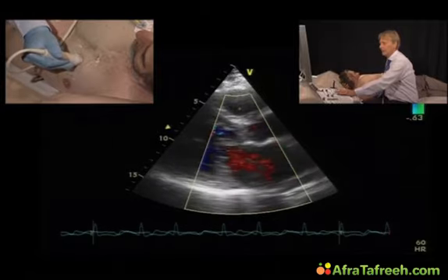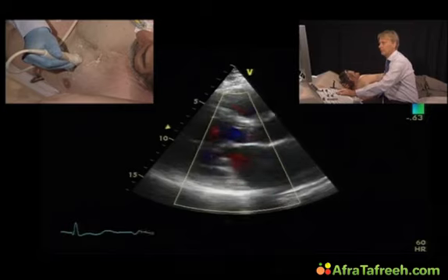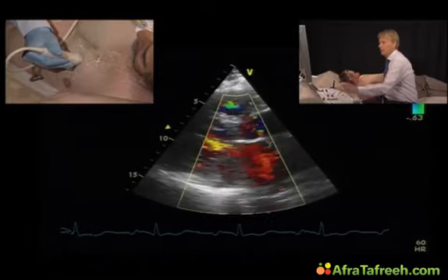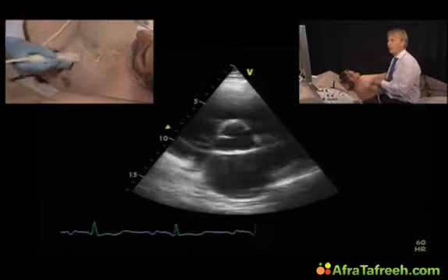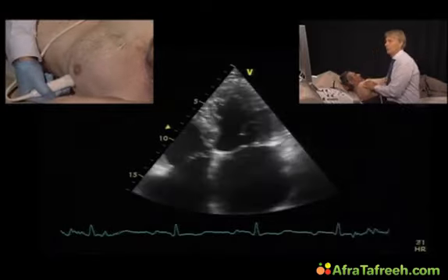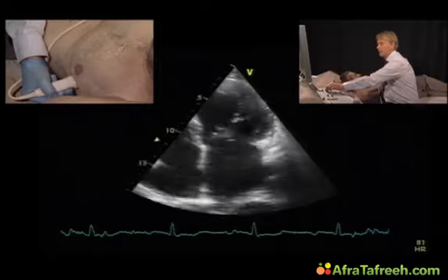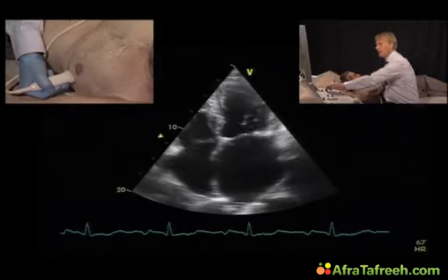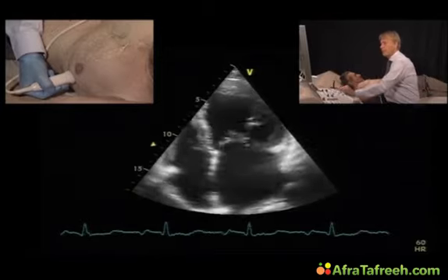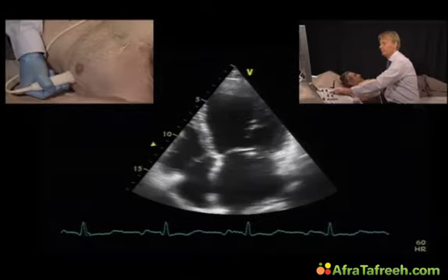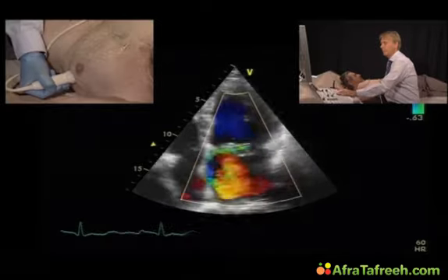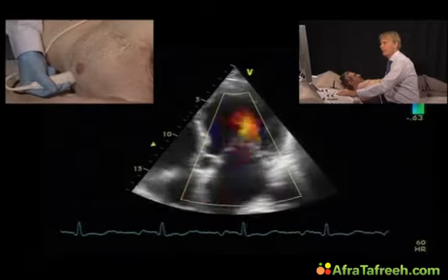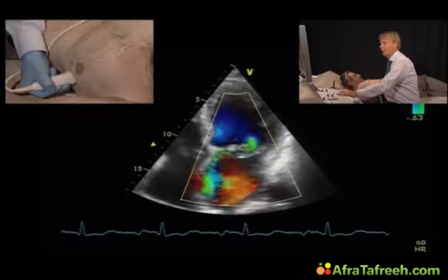the jet direction is anterior. Okay? It's difficult to quantify regurgitation from a parasternal approach, but the jet direction can be visualized. But let's turn to the apical view now. The apical view, here in the 4-chamber view, immediately shows us that the jet direction is not only anterior, but also medial.